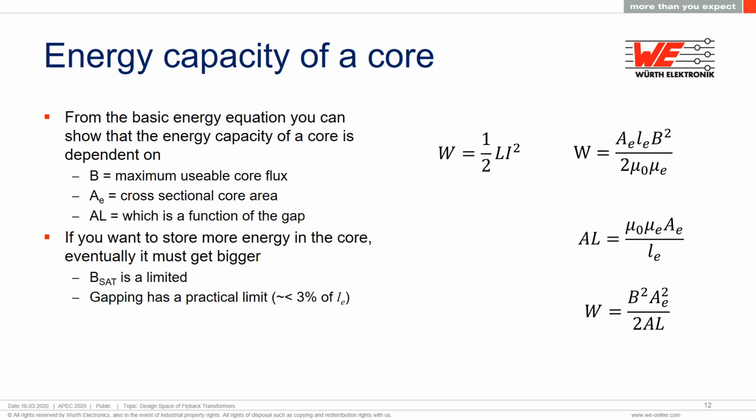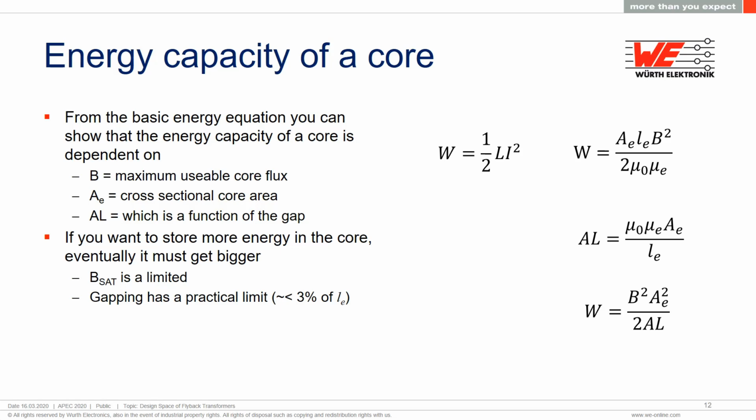Lastly, the AL value, which is really a proxy for the gap. AL varies with gap length. We have to understand that the energy capacity of the core is related to the volume size of the gap. If you want more energy in the core, you have to make it bigger, because there's a saturation limit to the core and there's a limit to the gap size before fringing becomes too large. Therefore, the only thing you can do is increase the cross-sectional area.